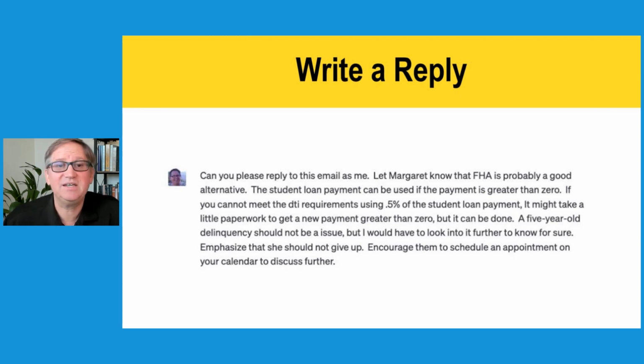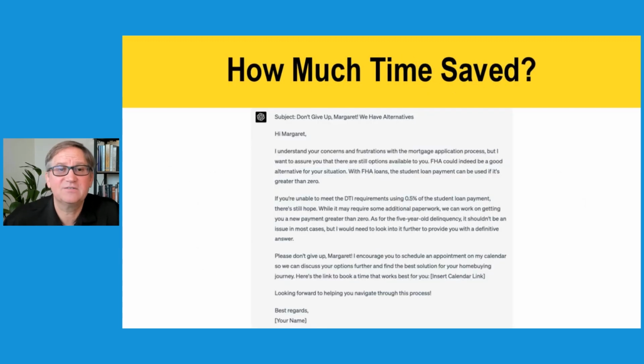If you cannot meet the DTI requirements using 0.5% of the student loan payment, it might take a little paperwork to get a new payment greater than 0, but it can be done. A 5-year-old delinquency should not be an issue, but I would like to look into it further to know for sure. Emphasize that she should not give up, because that's what she asked in her email: should I give up? And encourage them to schedule an appointment on my calendar to discuss further.